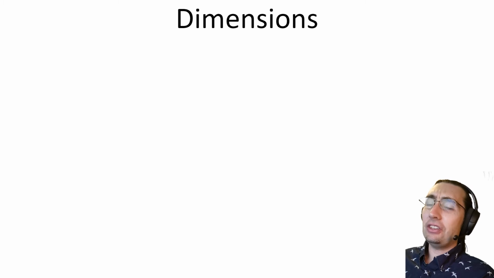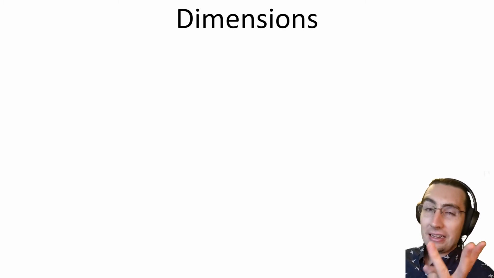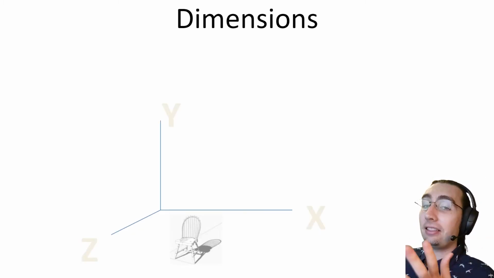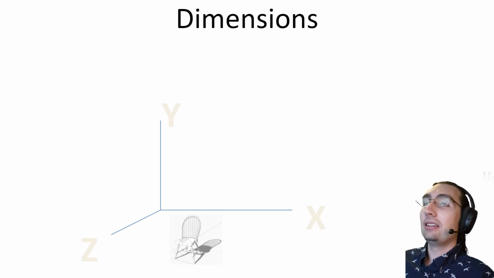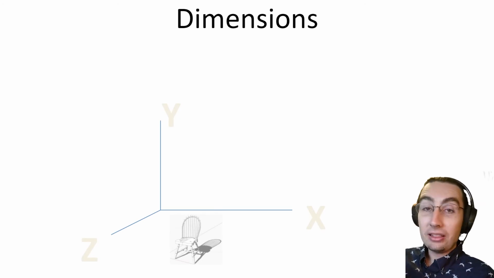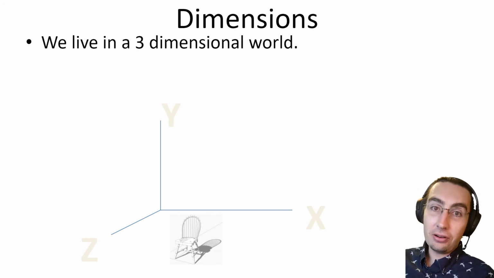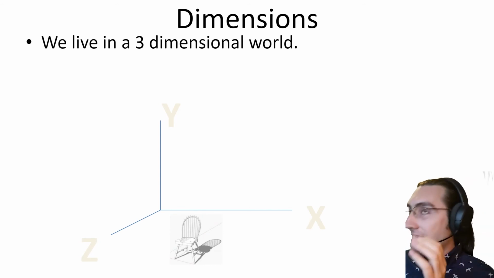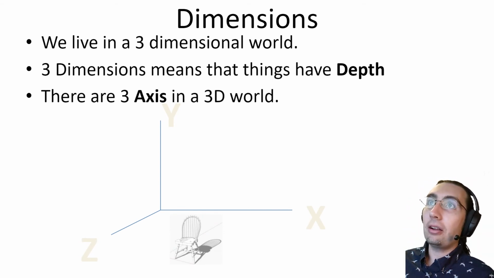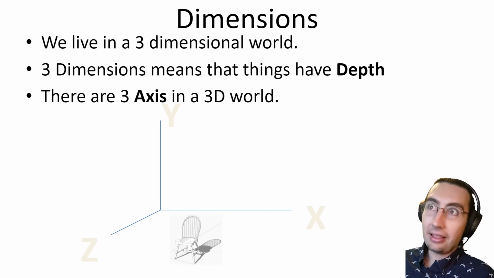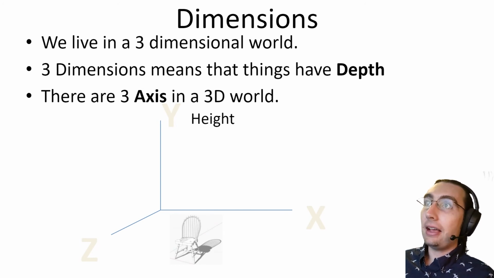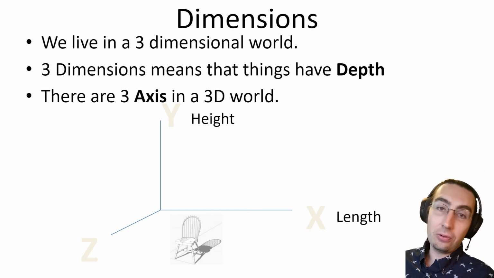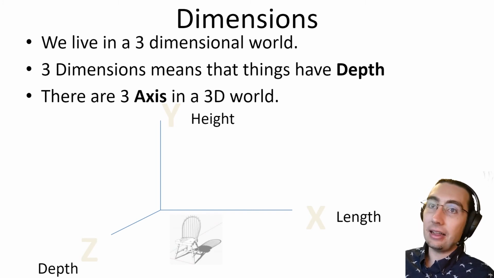Let's talk about dimensions, because we're talking about 3D. The D in 3D stands for dimensions. And we live in a three-dimensional world. There are 3 dimensions: height, length, and depth. Those are axes, you can also call them. There's the X, Y, and Z: height is Y, length is X, and depth is Z.